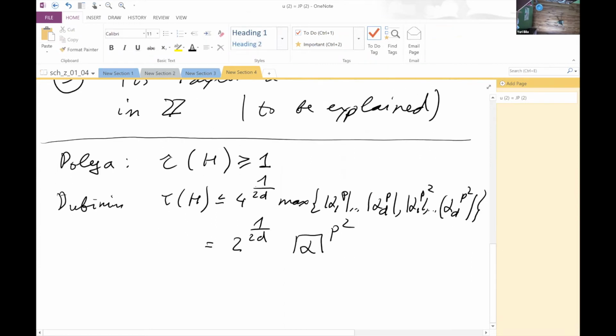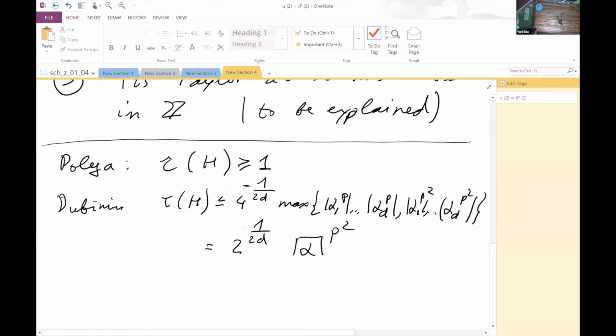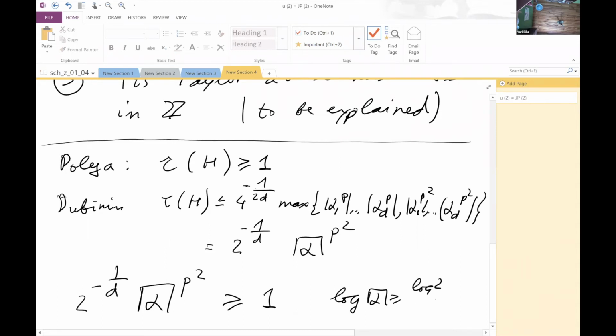So it's only minus. So we obtain, and here d. What we obtain? We obtain that 2 to minus 1 over d, house raised to the power p squared is greater or equal 1. And this is exactly the house is at least log 2 over p squared. So this is the proof, just kind of miraculous.